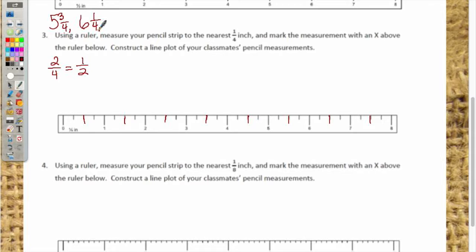Justin? 7 1/4. Okay, Carson? 5 3/4. Nathaniel, you want to show one of your neighbors and see if they agree with you on yours. Adele, I won't skip you this time. What's the length of yours? 7 1/4. Okay. Brian? 6 2/4 or half.